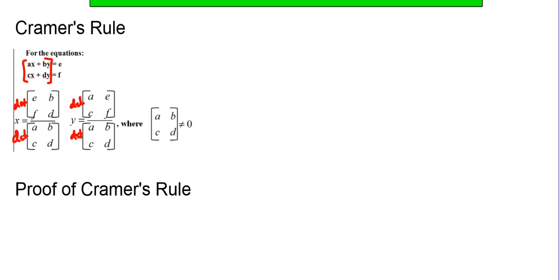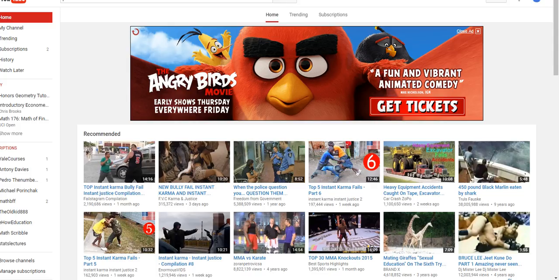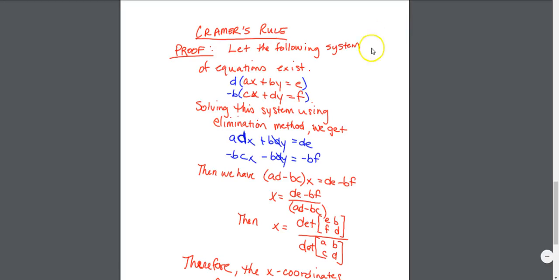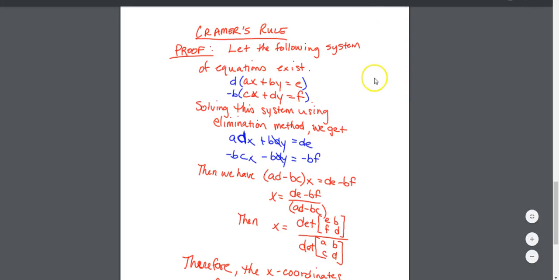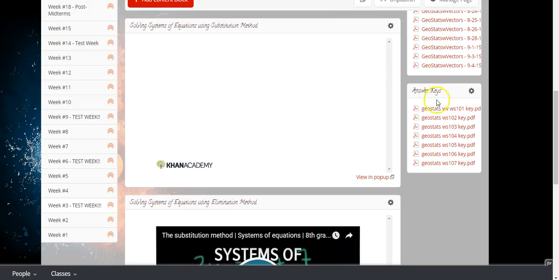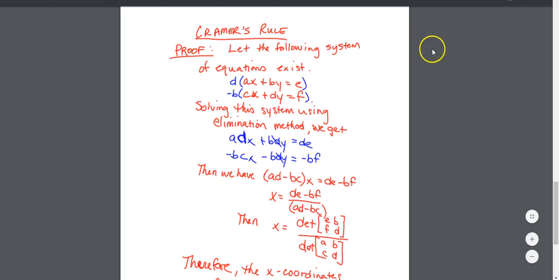The proof of Cramer's rule can be found, where to put it? Here we go. So I look back in the notes. I believe these are the notes from 9.4 or 9.3. I can't remember which one. But either way, this is a proof of Cramer's rule. So you guys do need to know this.